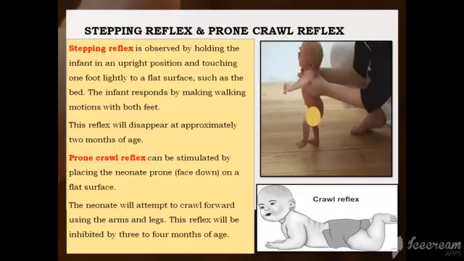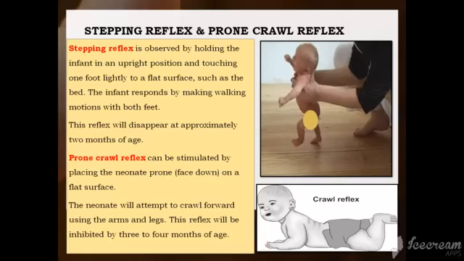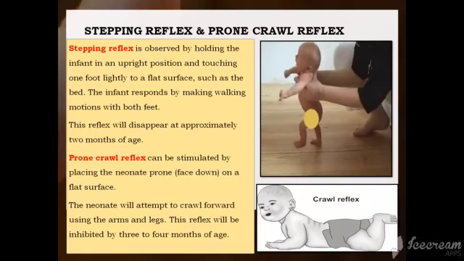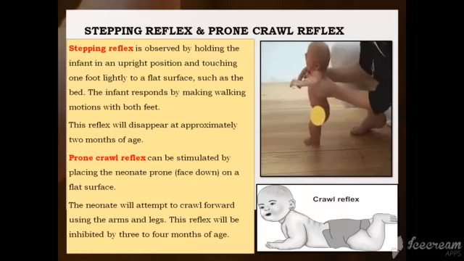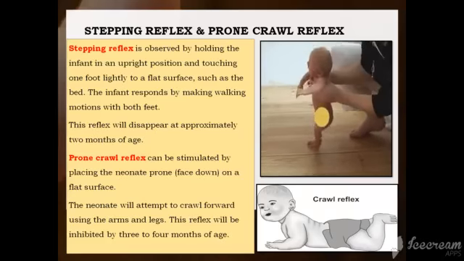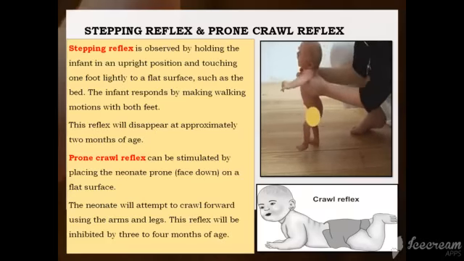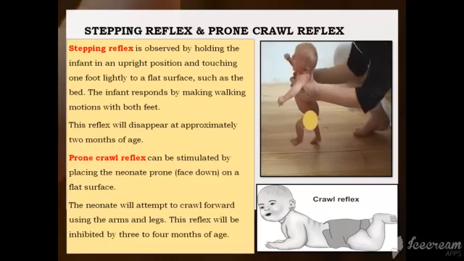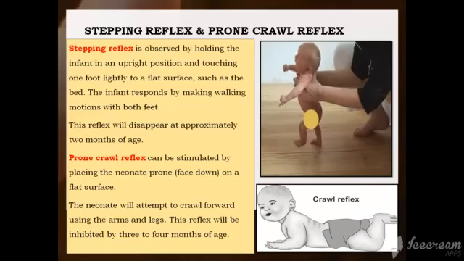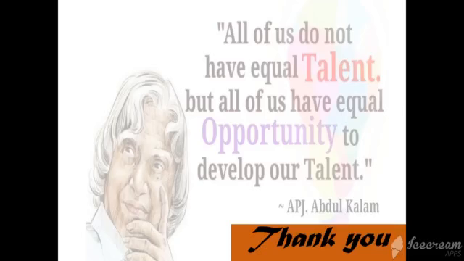As you can see in this video, the next reflex is the prone crawl reflex, and this reflex can be stimulated by placing the neonate prone on a flat surface. As you can see in the second diagram, the neonate will attempt to crawl forward using the arms and legs. This reflex will be inhibited by 3 to 4 months of age. So this is all about neonatal reflexes. Thank you.